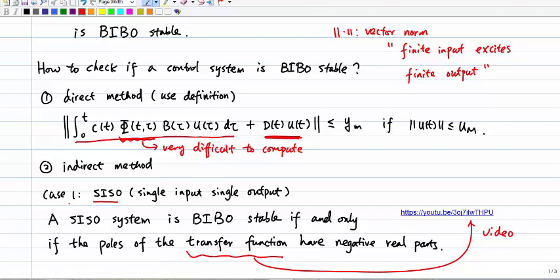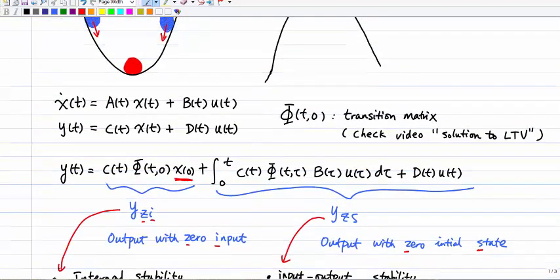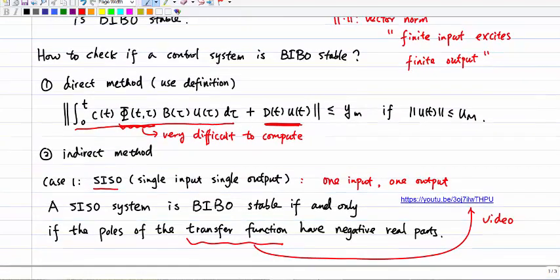Okay, so single input, as you can imagine, means you have one input, and also you have one output. So that's the single input and single output system. To make it a little more specific, your u sub t has dimension 1, only a scalar, and also y sub t is a scalar. Okay, that's the single input and single output system.